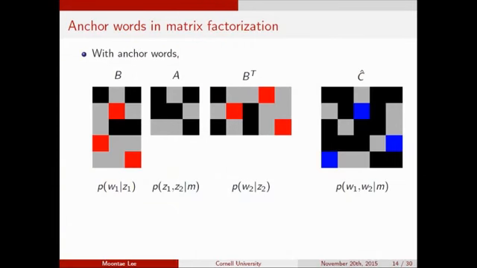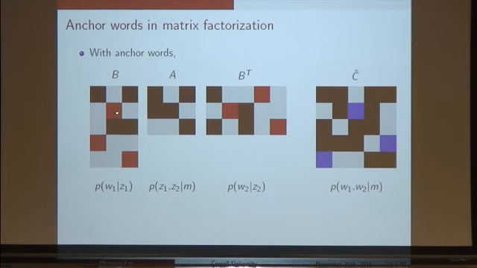Then the anchor word defined in the previous slide corresponds to these red blocks here. This red block is entirely dedicated to the second topic, and this one entirely dedicated to the first topic, because there is no probability of seeing this fifth word given another topic. So we have 3 anchor words in this picture.